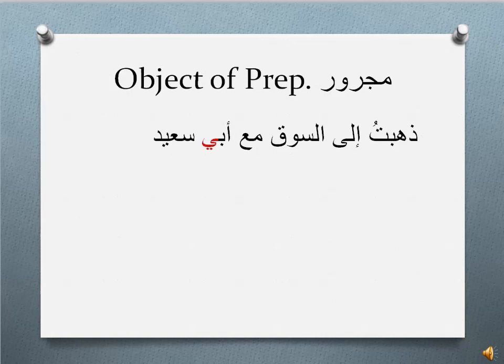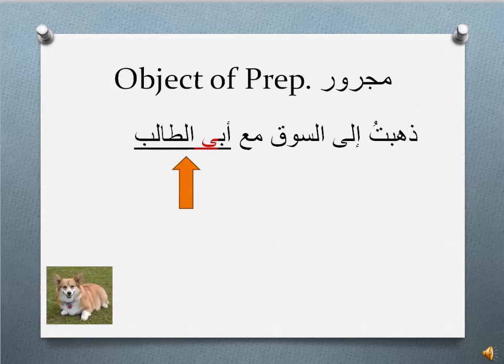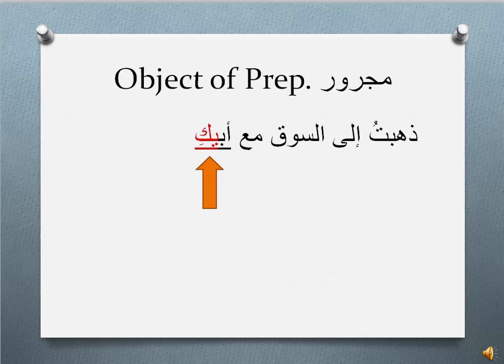And so this is why if you're talking about some place like Abu Simbel, you can say Abu Simbel Mu'alam Mumtaz. Dhahabtu ila Abi Simbel. Ana uhib Abba Simbel. It's all those cases, even if it's a name. You see that? Because it is the object of this preposition, and the same thing, whether it's Abi Talib, Abiki. Dhahabtu ila souk ma Abiki. I went to the souk with your father. I didn't go with Abuki. I can't go with Abuki.